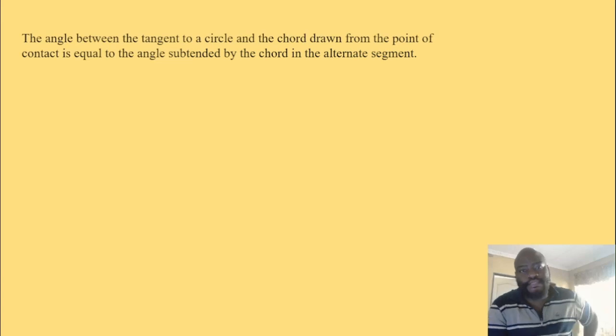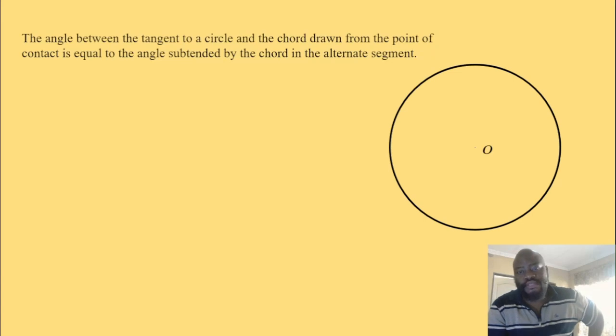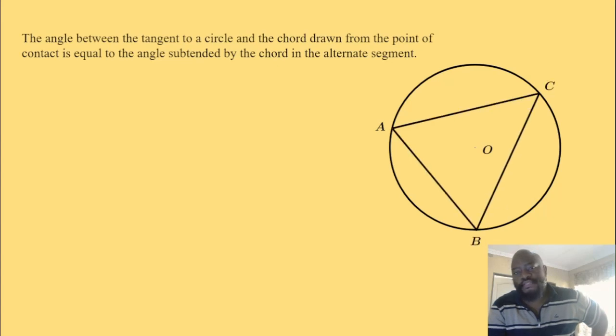So the diagram goes like this. We have circle center O. A is on the circumference, and we draw a chord AB and another chord BC, join A and C. Then we have G outside the circle and draw a tangent from G to F. So we have GBF as the tangent now.